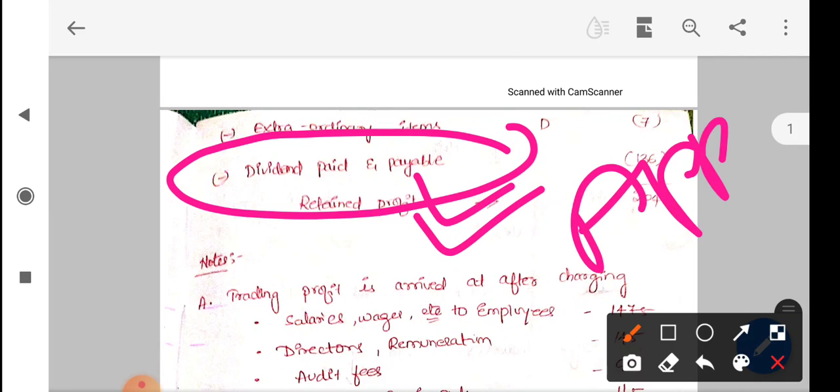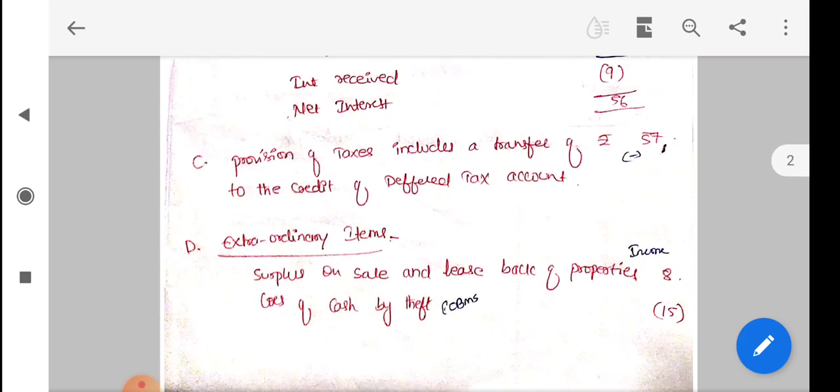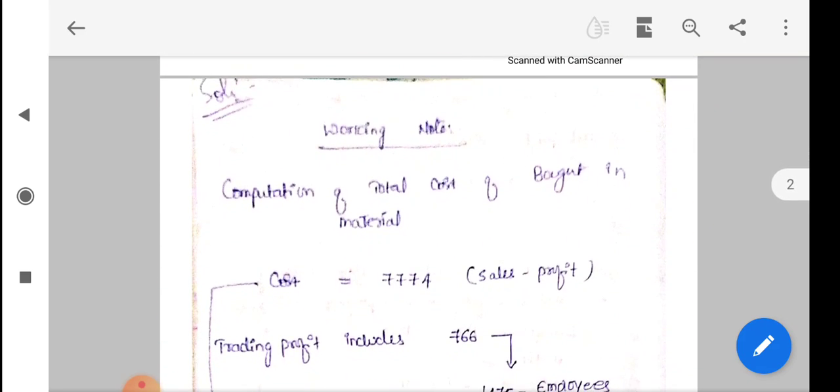So this must be shown in application to pay for the providers of capital, the shareholders. Next, all this we have already explained. So let's move to the working note.